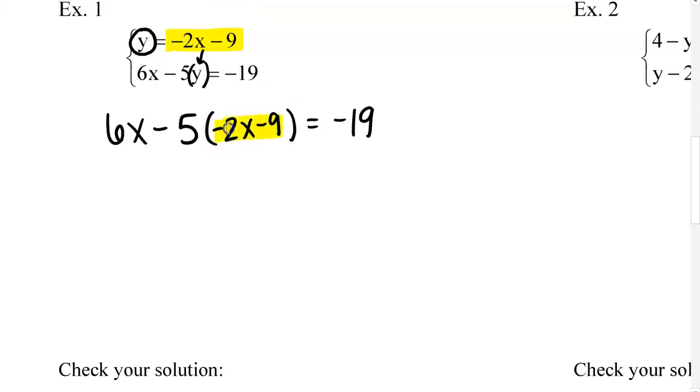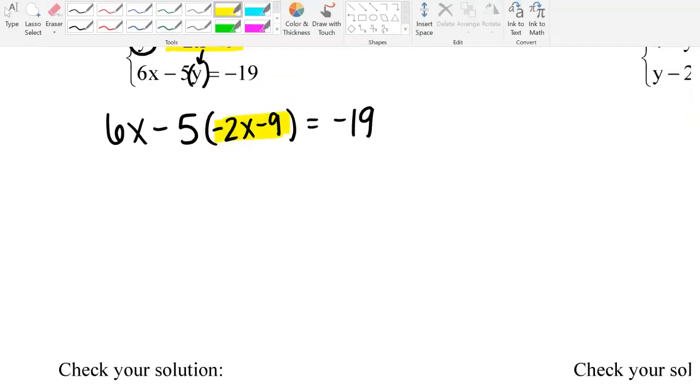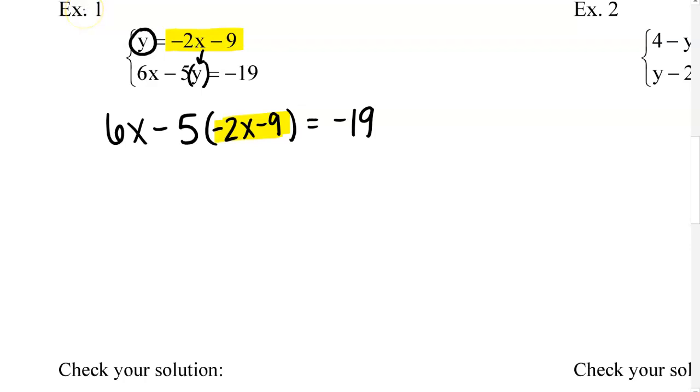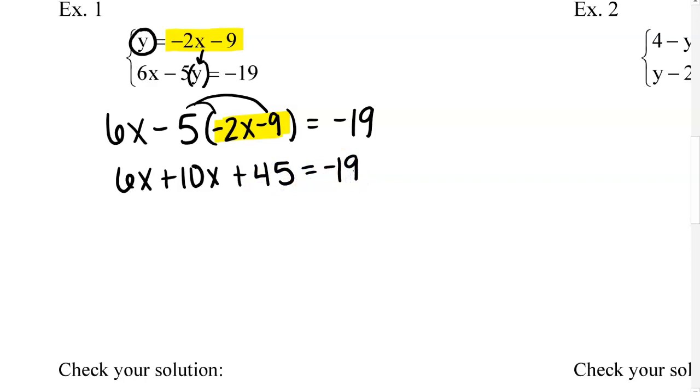A good method to make sure that you did this correctly, or a checkpoint, is to ensure that once you do your substitution, all of your variables are the same. So when I look at this line that I just rewrote, I should see only x's as my variables, or sometimes only y's. From here, I just have a multi-step equation that I can solve. So I distribute to get 10x plus 45 equals negative 19.